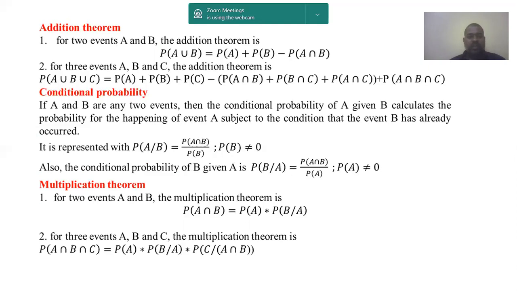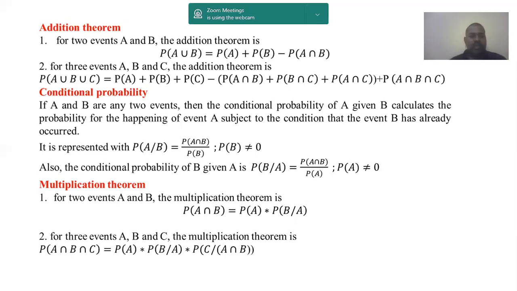When there are three events A, B, C, the addition theorem is as follows: probability of A union B union C is equal to probability of A plus probability of B plus probability of C, minus probability of A intersection B, minus probability of B intersection C, minus probability of A intersection C, and plus probability of A intersection B intersection C.